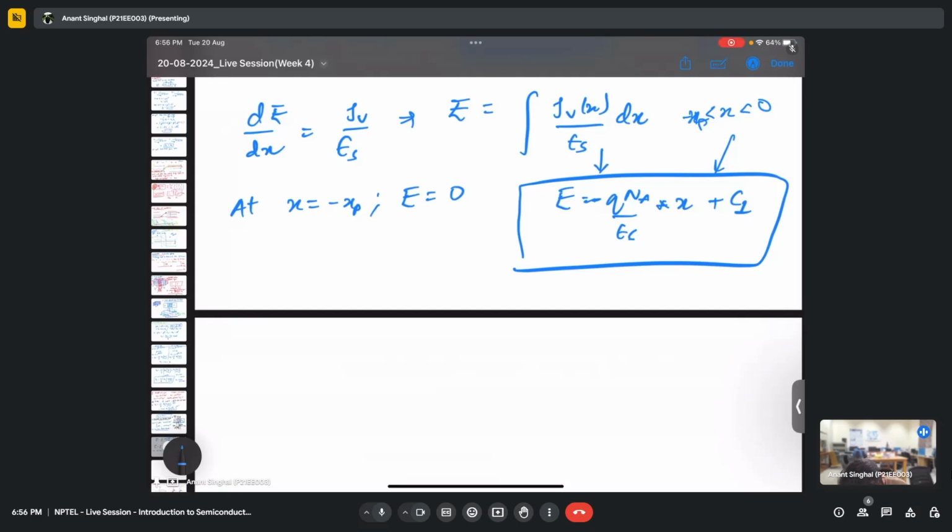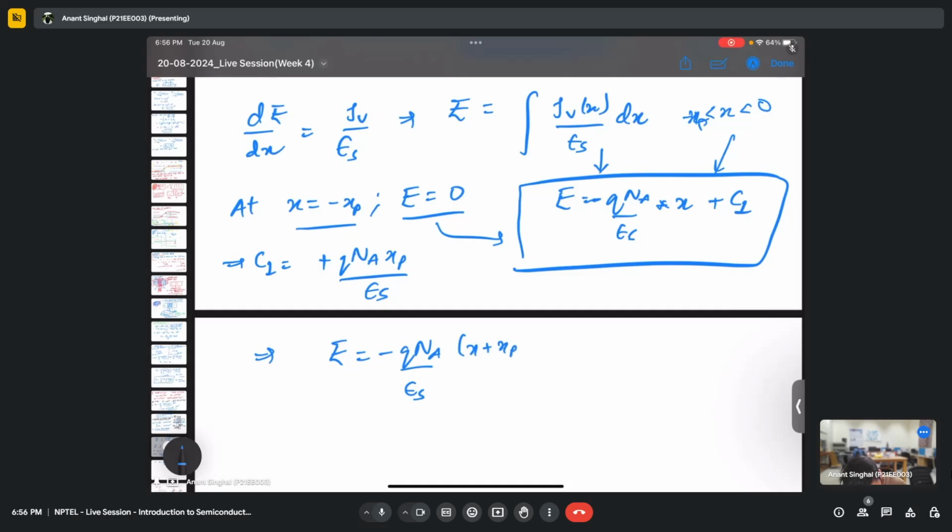Okay, so we know that E equals 0 at x equals minus xp, so we'll put this in and get the value of c1. So c1 will be 0 times minus qNa, so this will get plus xp, over epsilon s, which will give me the electric field of minus qNa by epsilon s times (x plus xp). This is equation 1, and this only holds true for x less than 0 and greater than minus xp.